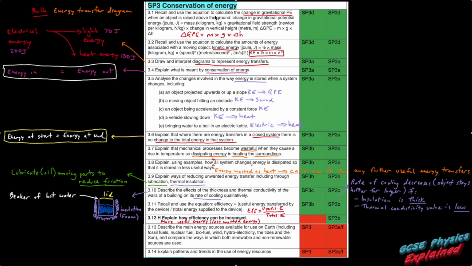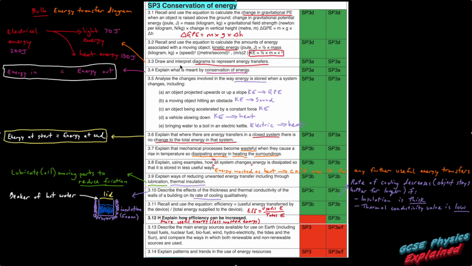Recall and use the equation to calculate the change in gravitational potential energy. This triangle here means delta, which is change in. So the change in gravitational potential energy equals mass times by gravity times by the change in the height. You need to know about kinetic energy, how to calculate it. So kinetic energy is 1/2 times by mass times by velocity squared.